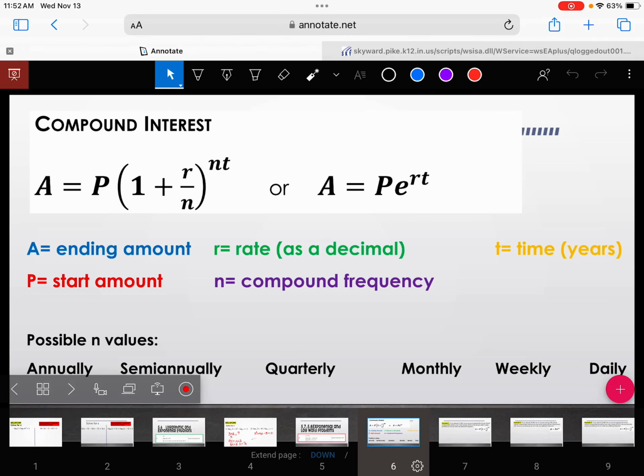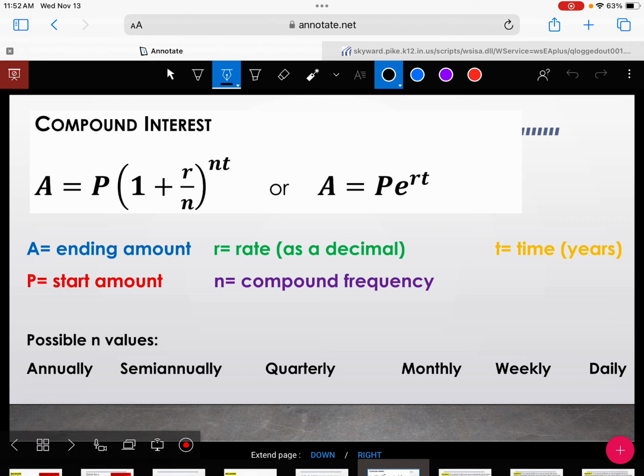So there's two formulas that you need to have for compound interest. Did I give you these formulas on there already? Yeah, I did. Okay. Now you can go ahead and fill in. What you may not remember is what the variables represent.